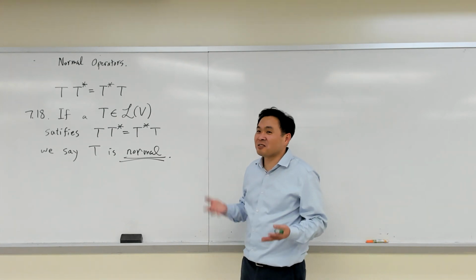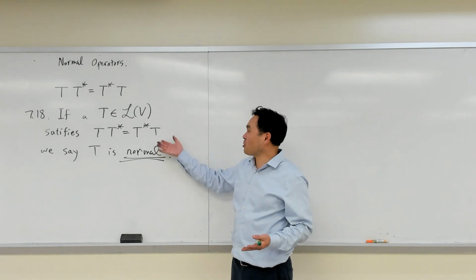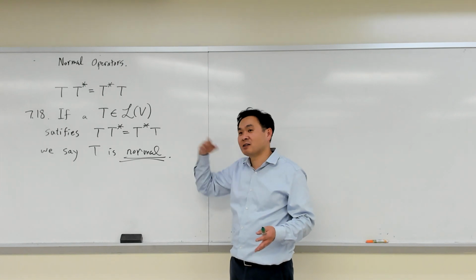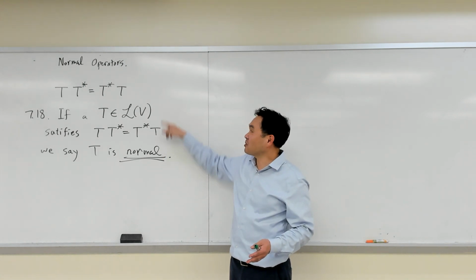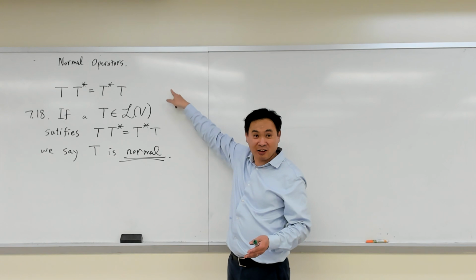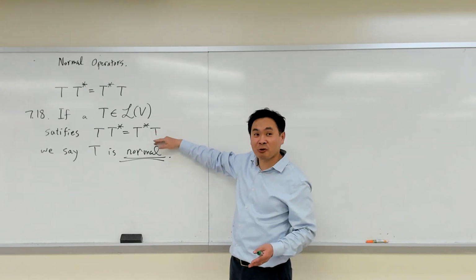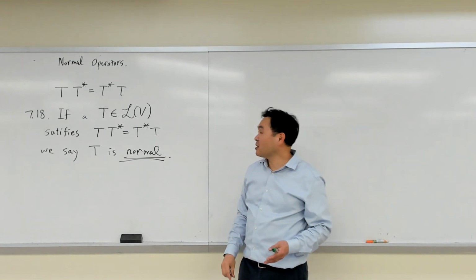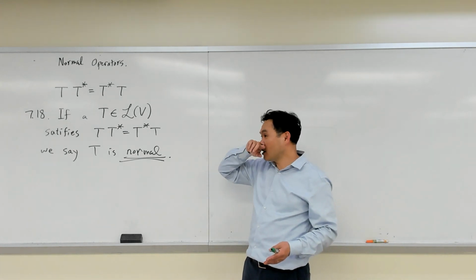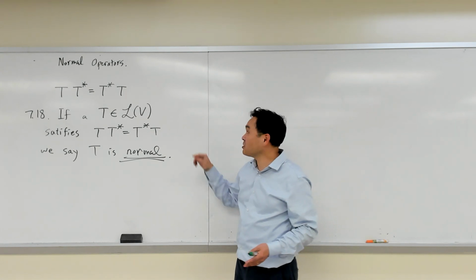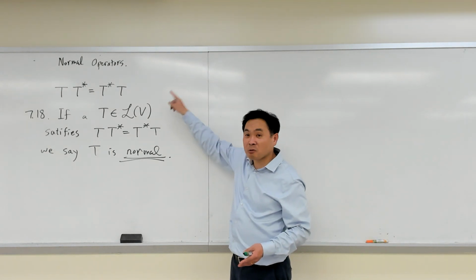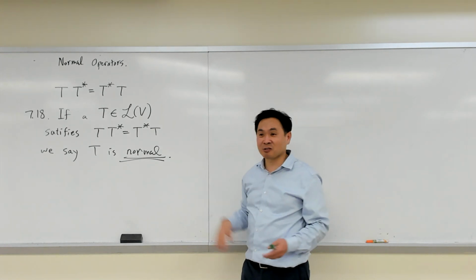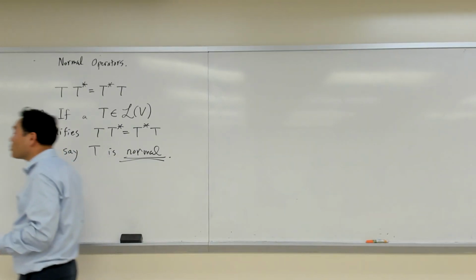But then that might say, okay, well, if only some special ones satisfy this, why do we study this at all? Well, because self-adjoint is a special case of this. So anything that you prove for normal will be a theorem for self-adjoint. Most notably, over the complex numbers, the normal matrices have the property that you can diagonalize them. So that's what we want to prove. That's called the spectral theorem.